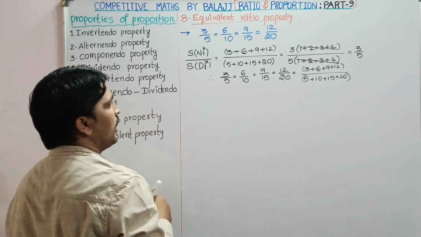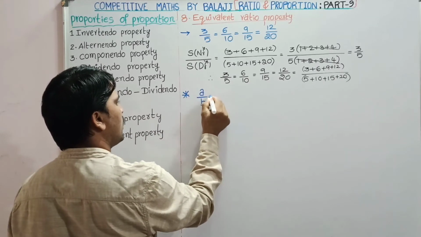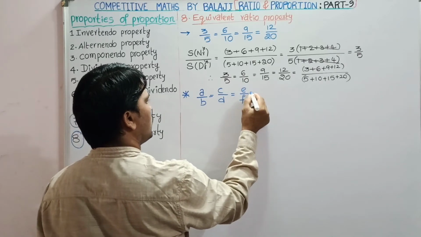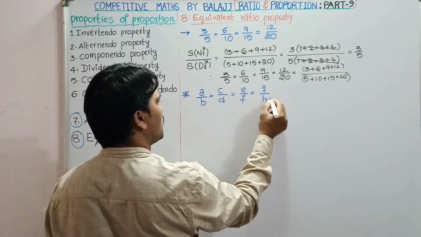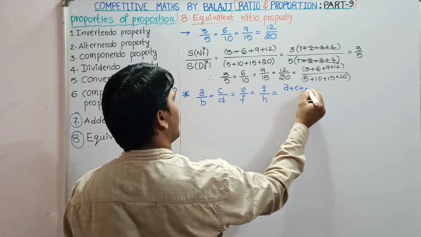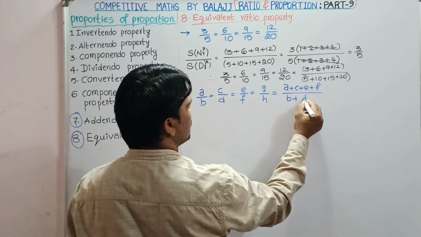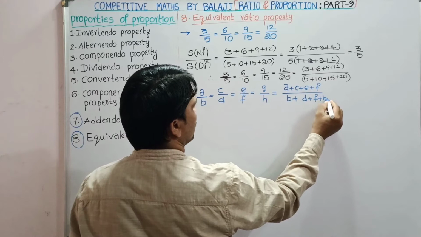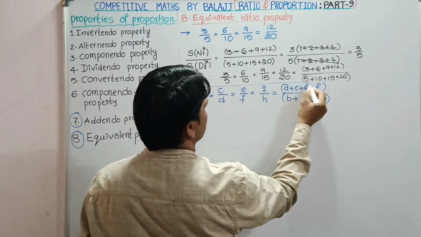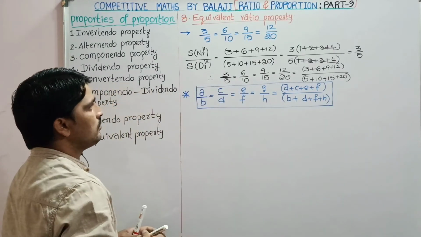So this property can be concluded as follows. If A by B equal to C by D, which is equal to E by F, which is equal to G by H, then we have the sum of their numerators, A plus C plus E plus G, by the sum of their denominators, B plus D plus F plus H, is also equal to each of the ratios. This is one case of the equivalent ratios property.